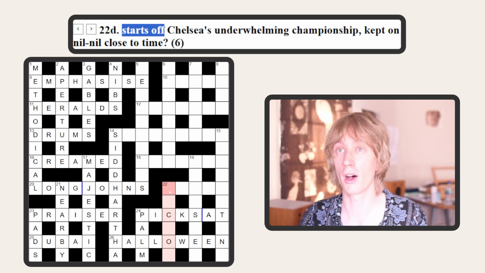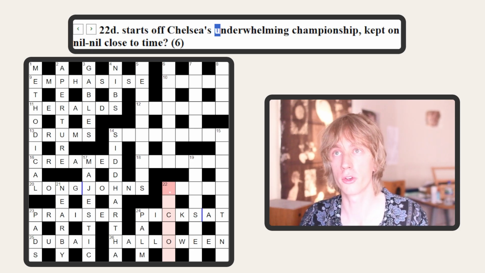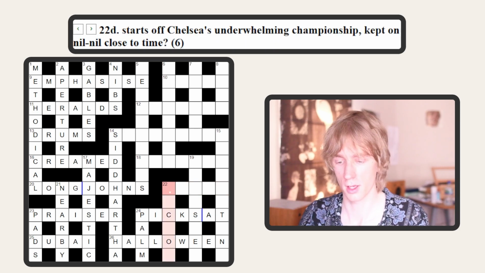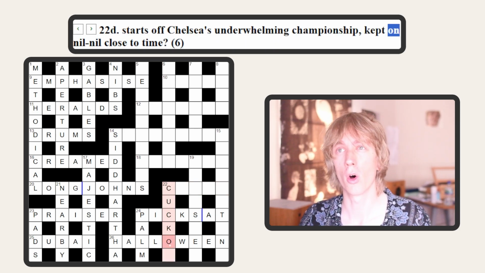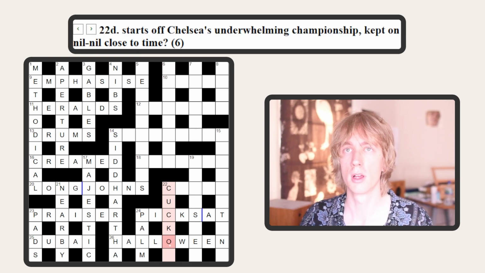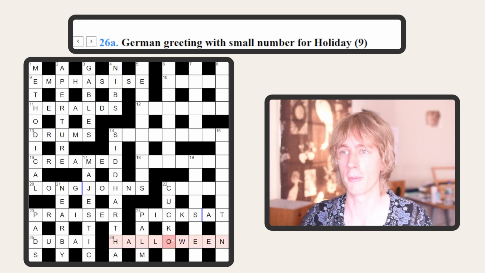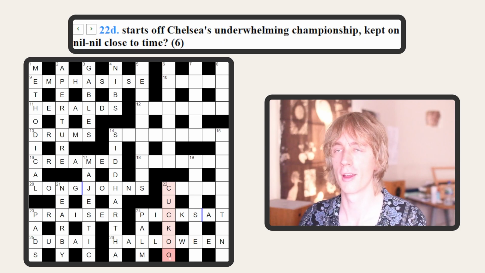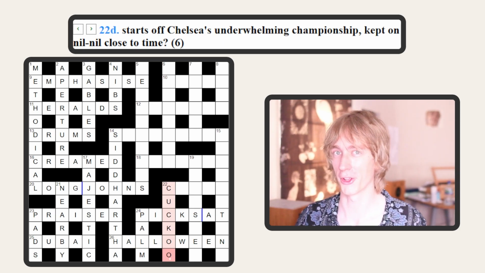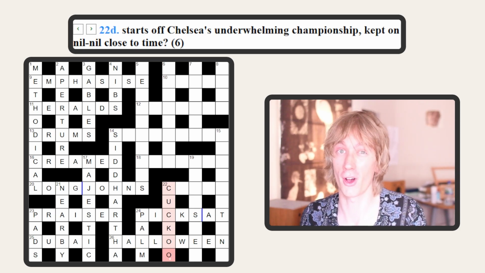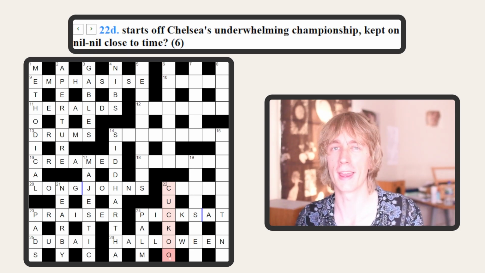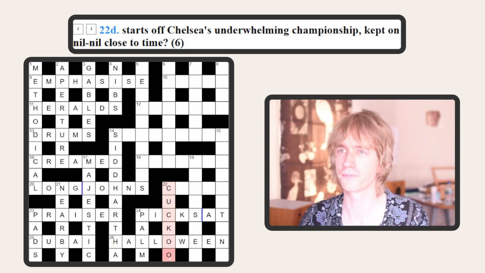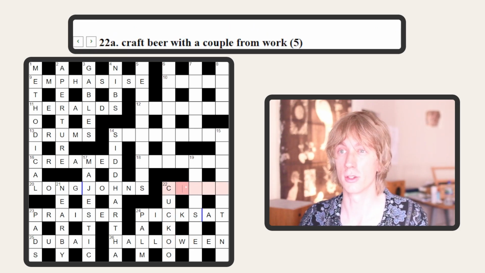So we're taking the starts of Chelsea's, underwhelming, championship, kept, giving us "cuck". And then that's going on 0-0. And 0-0 in a football game is "oo". And a cuckoo bird on a cuckoo clock is close to time. You can see how that literal is fair, but it's a little bit weird, which is why the question mark is there. Okay, 22 across then.